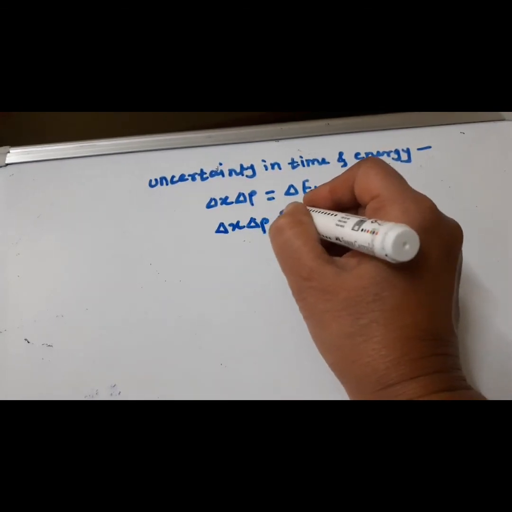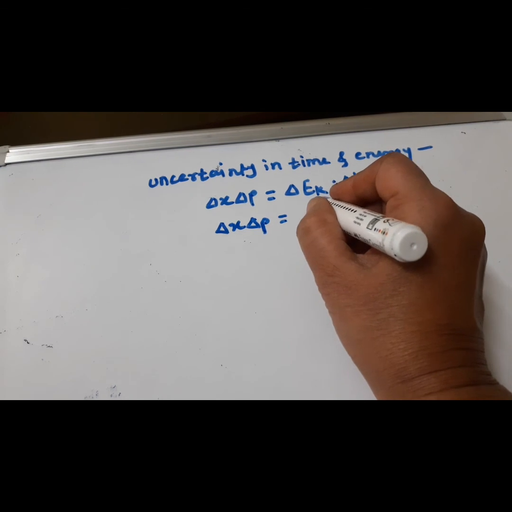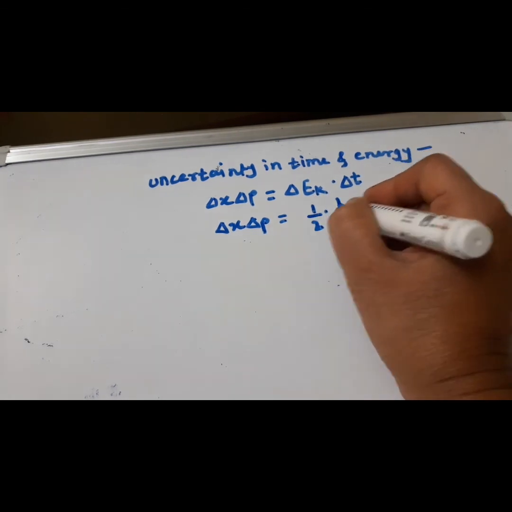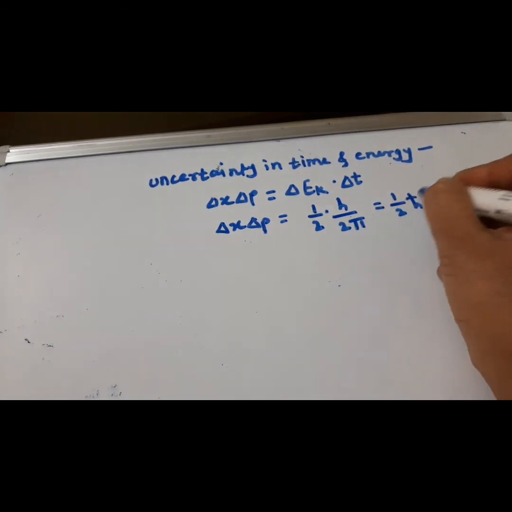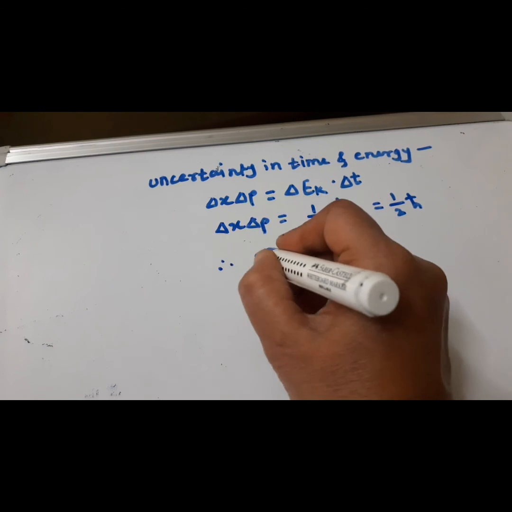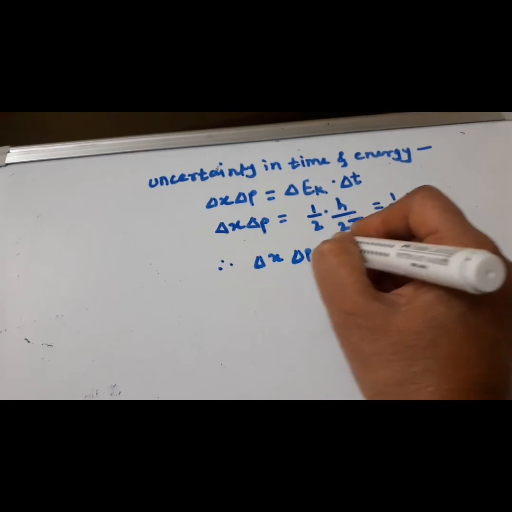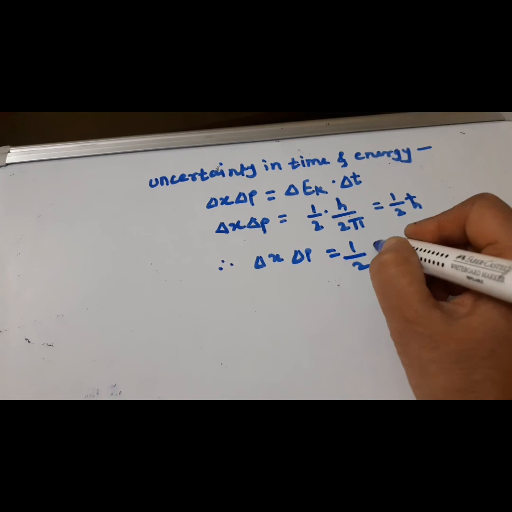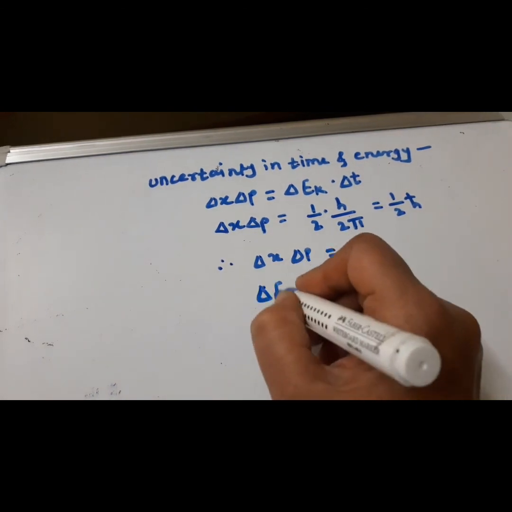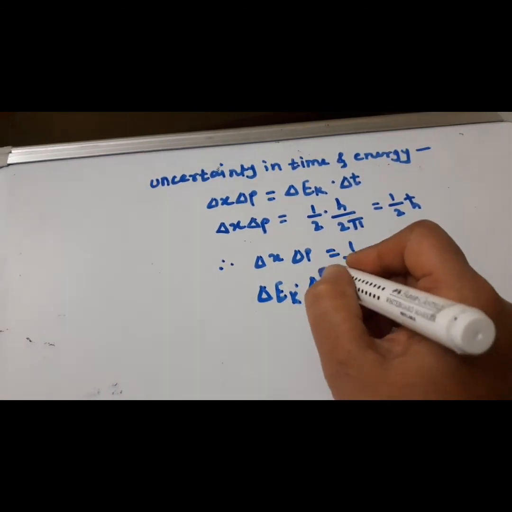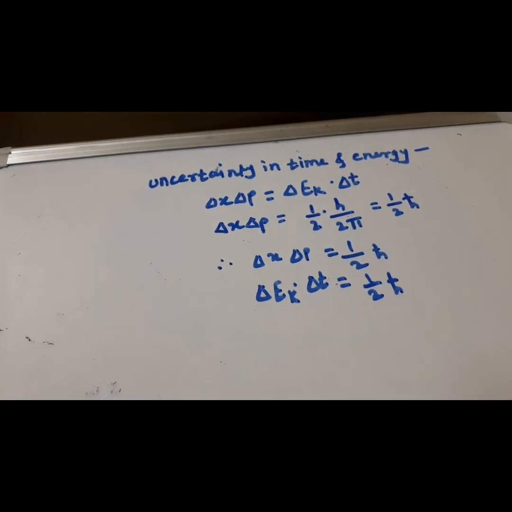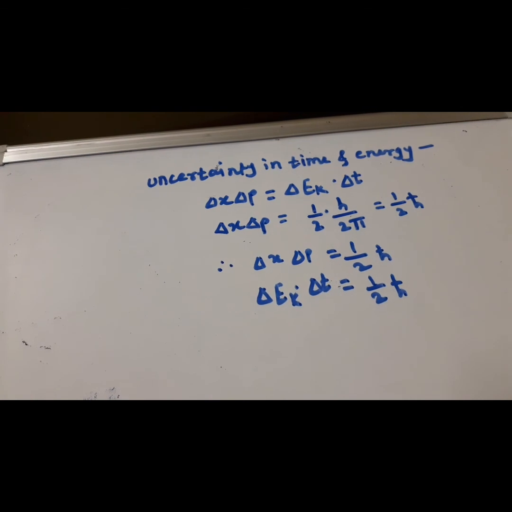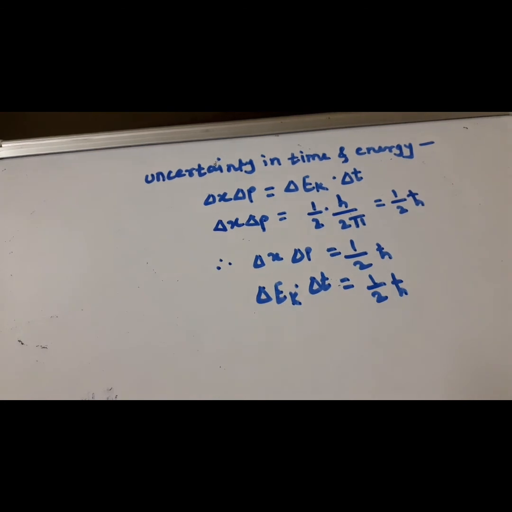Delta x delta p is equal to 1/2 into h upon 2 pi, and that is equal to 1/2 h cross. Therefore delta x delta p is equal to 1/2 h cross, and delta Ek into delta t is equal to 1/2 h cross. This equation shows the uncertainty in the time and energy. Thanks.